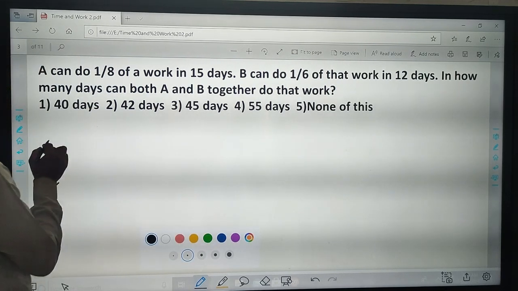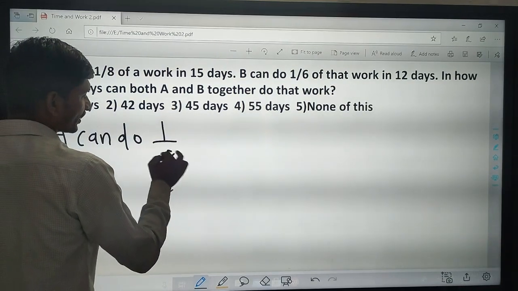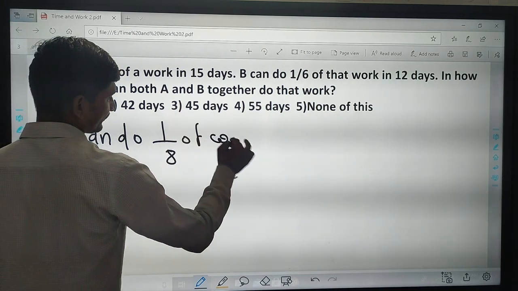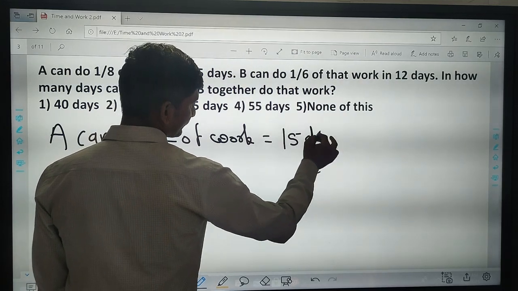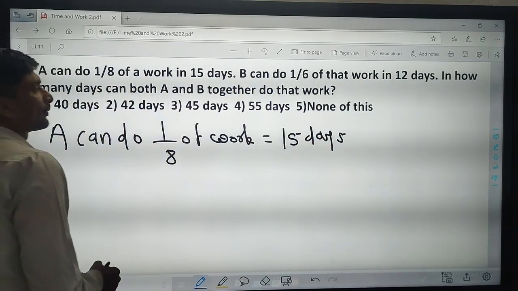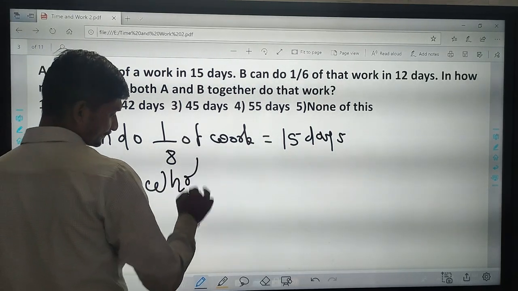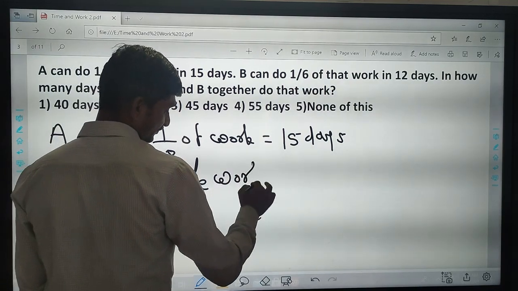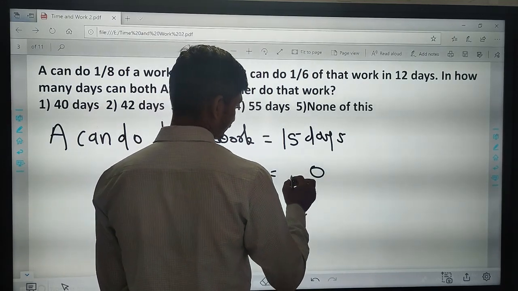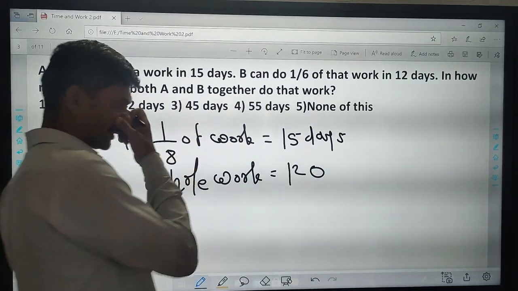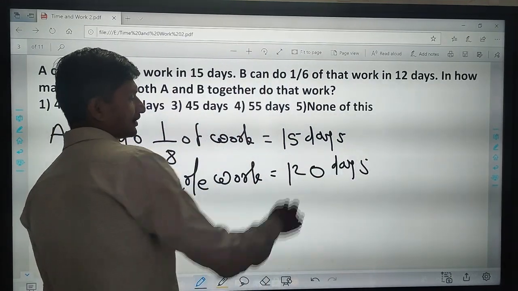Here A can do 1/8 of the work in 15 days. Then A completes the whole work in 120 days. Here 8 is divided here from multiple.